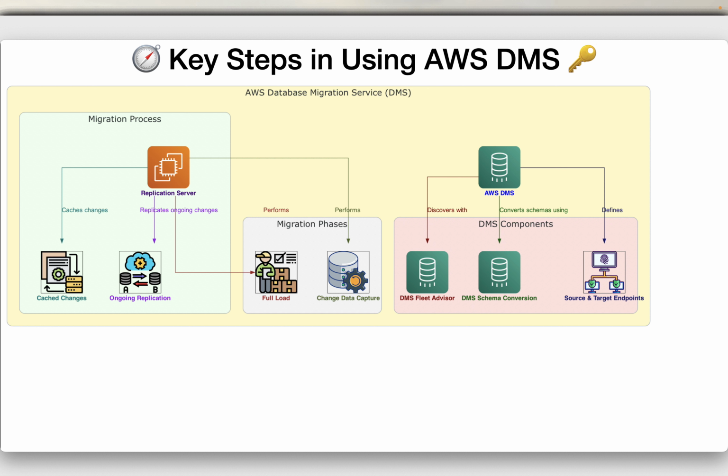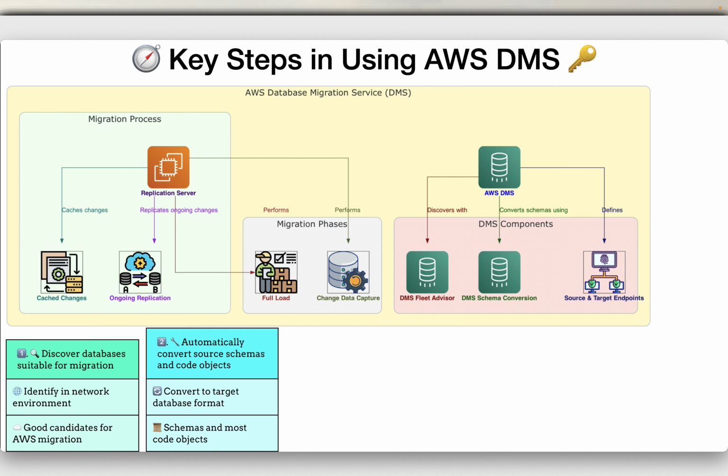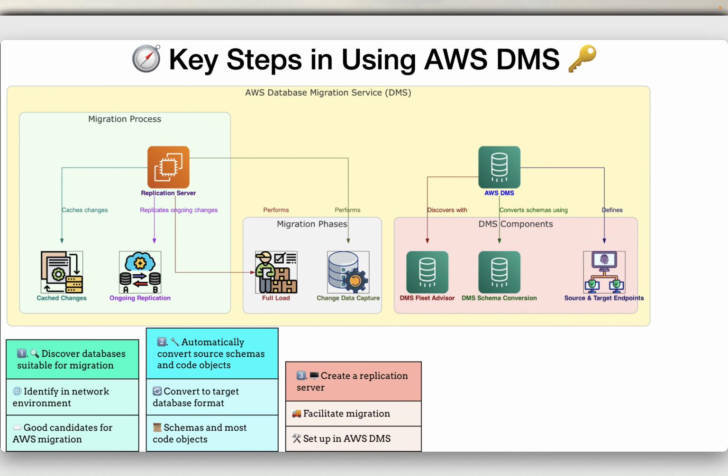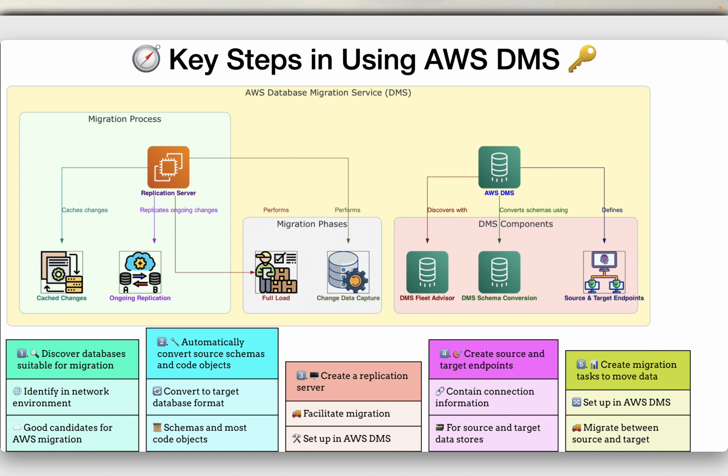So, key steps in using the DMS service. The first step is to identify databases in your network environment that are good candidates for migration to AWS. DMS can automatically convert your source data schemas and most of the database code objects to a format compatible with the target database. To facilitate the migration, you need to create a replication server in DMS, define source and target endpoints that contain connection information about your data stores, and set up one or more migration tasks in AWS DMS to migrate data between the source and target data stores.